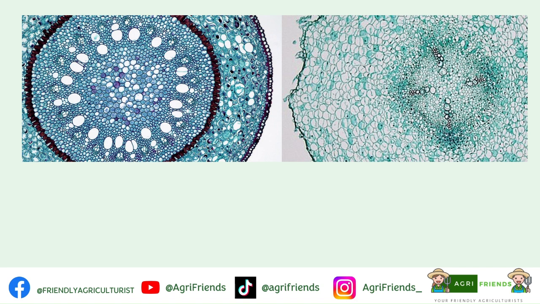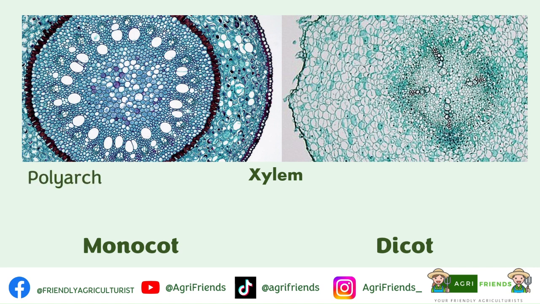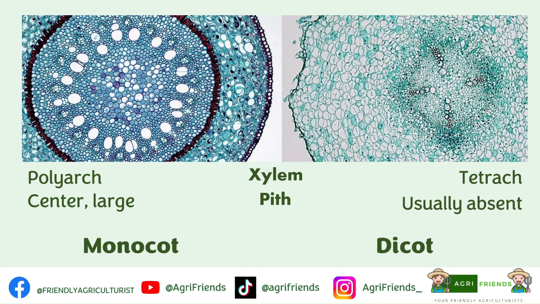So what is the difference between a monocot and a dicot root? This is a cross-section of a monocot root, and this is for dicots. In terms of xylem bundles, monocot has polyarch xylem bundles, meaning they have multiple xylem bundles, while dicots have tetrarch, or they only have 4 xylem bundles. And as we have mentioned earlier, the pith in monocot is at the center and it is large, and in dicot, it is usually absent, or if present, it is small.